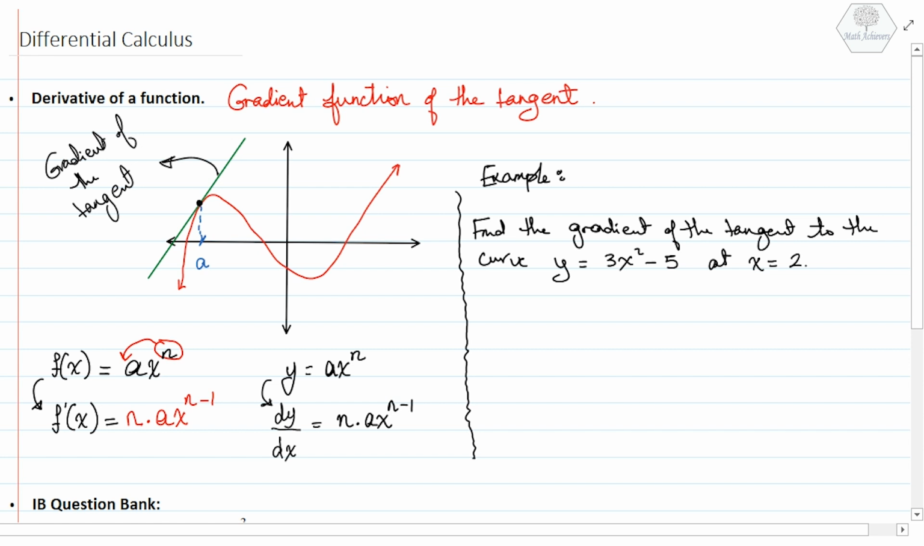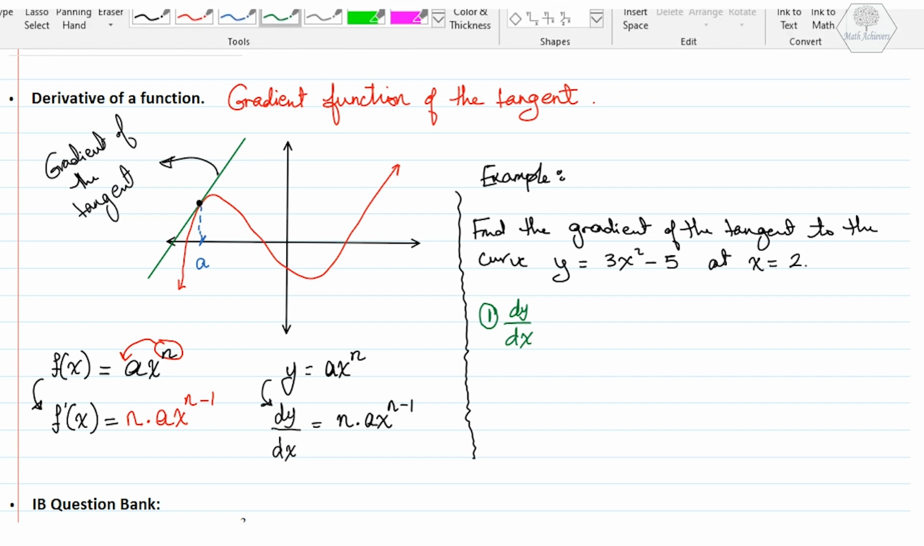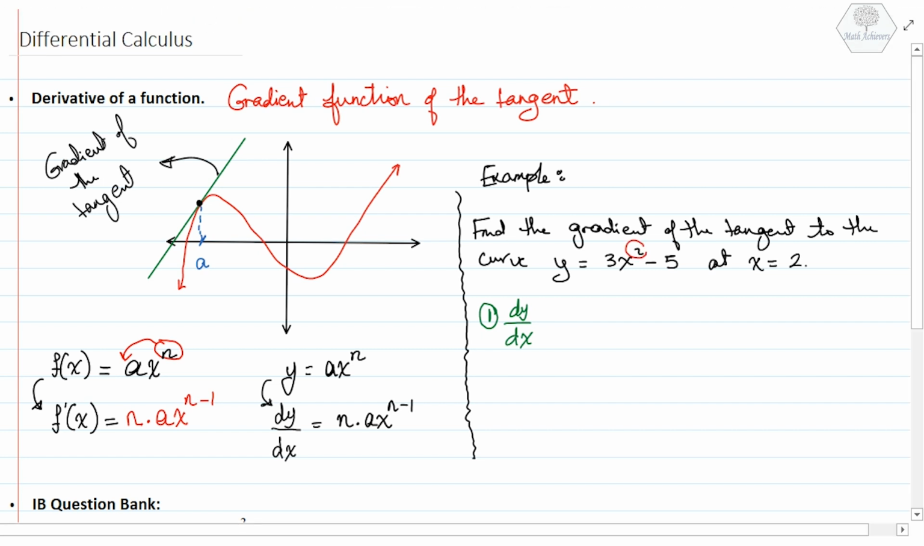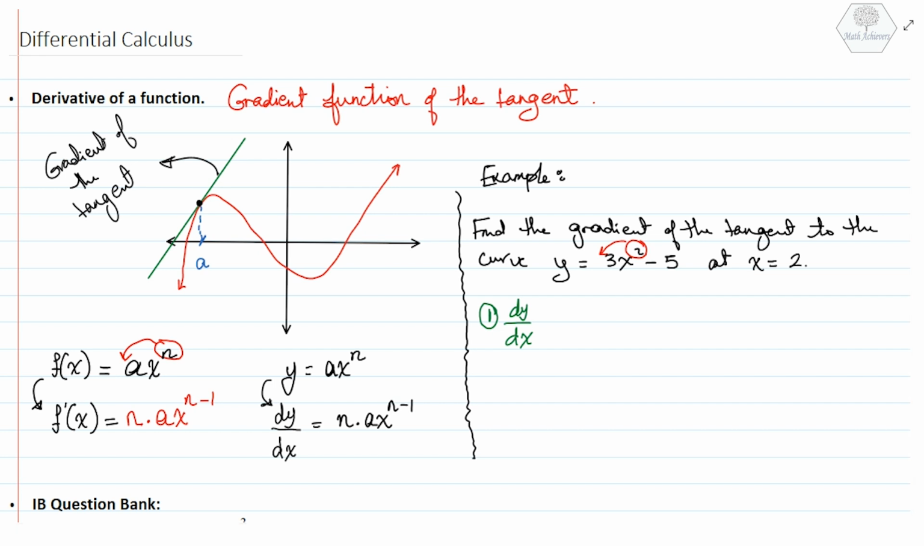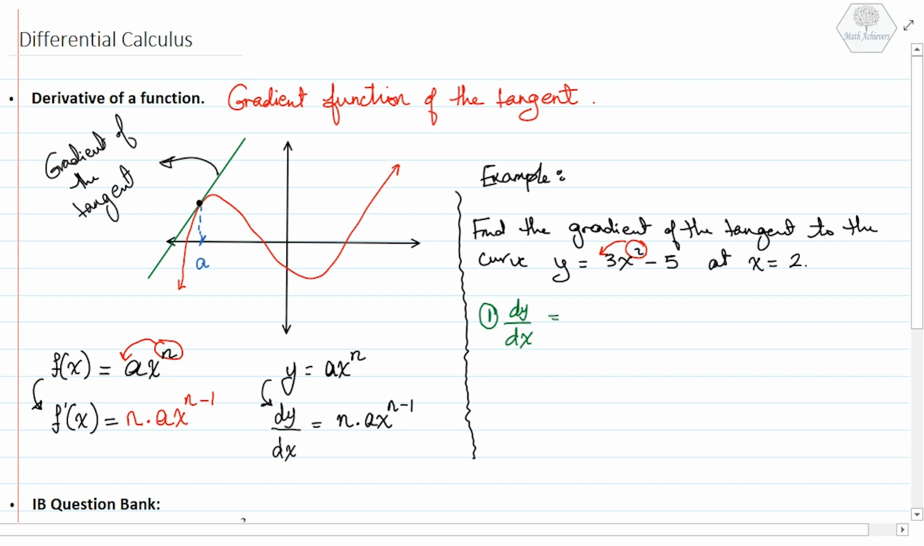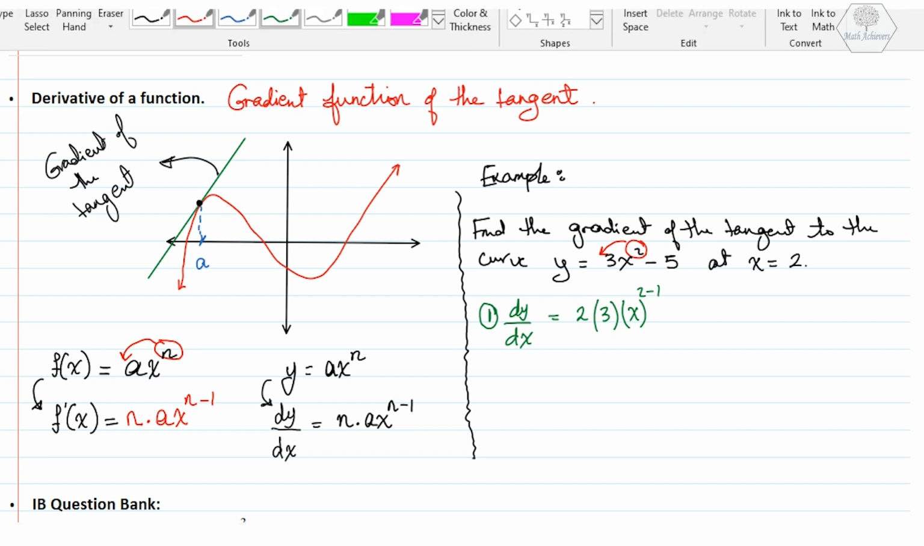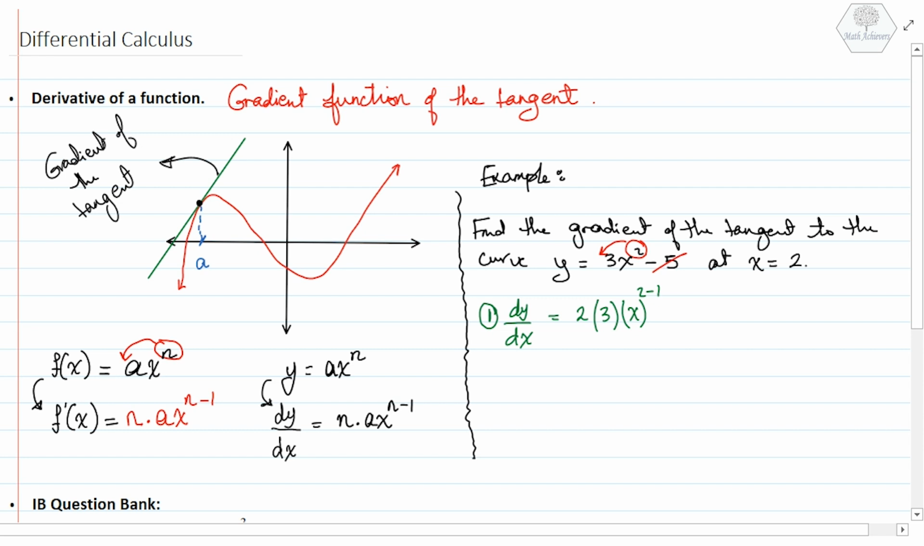So now to find the gradient of the tangent, the first thing we need is to find the first derivative. So now dy over dx is equal. We take this power down and I multiply it by the 3. So it becomes equal to 2 times 3 times x to the power of 2 minus 1. And the minus 5, since it's a constant, the derivative of a constant is always 0, so I cancel it out. So my first derivative is equal to 6x.